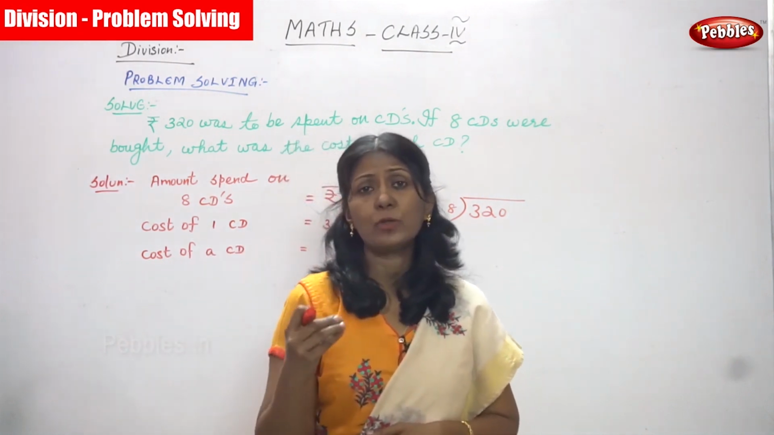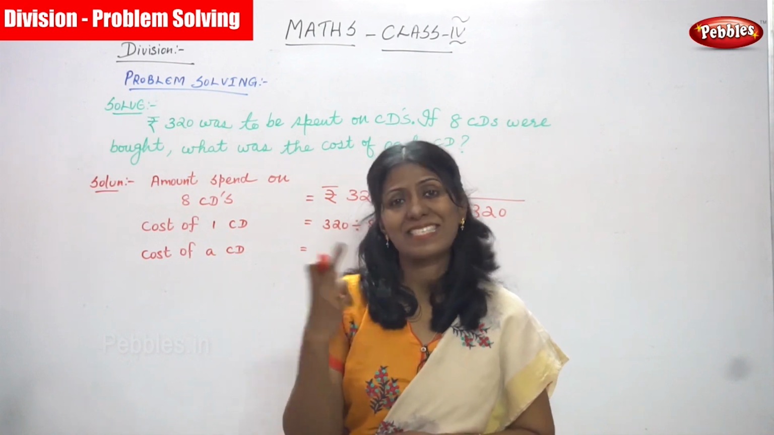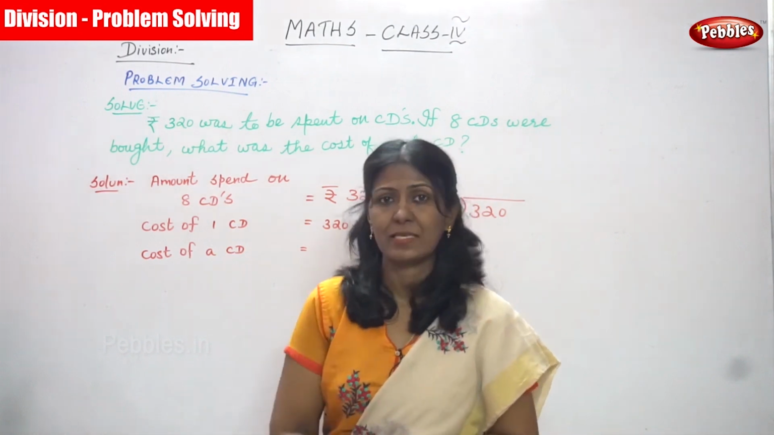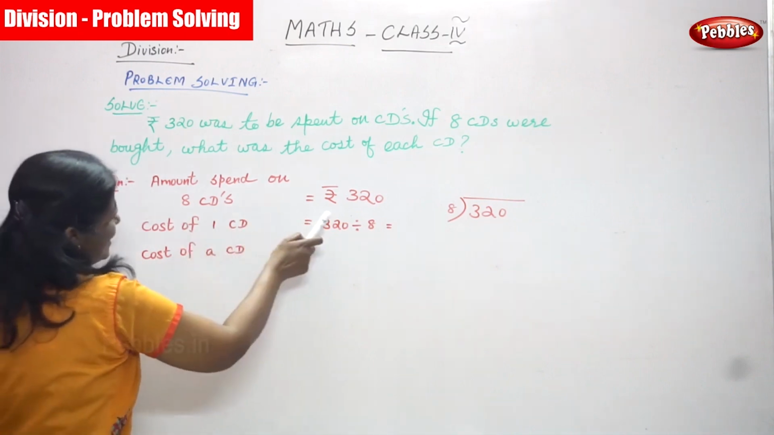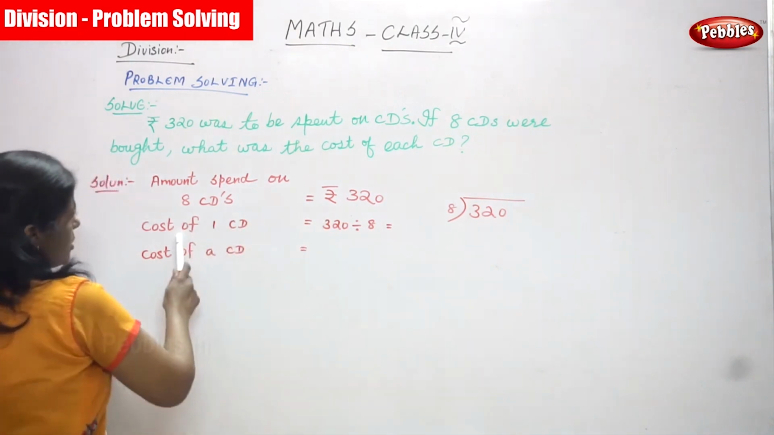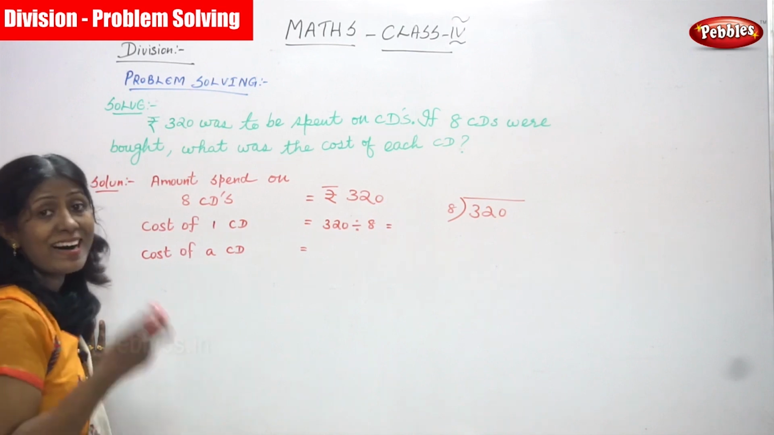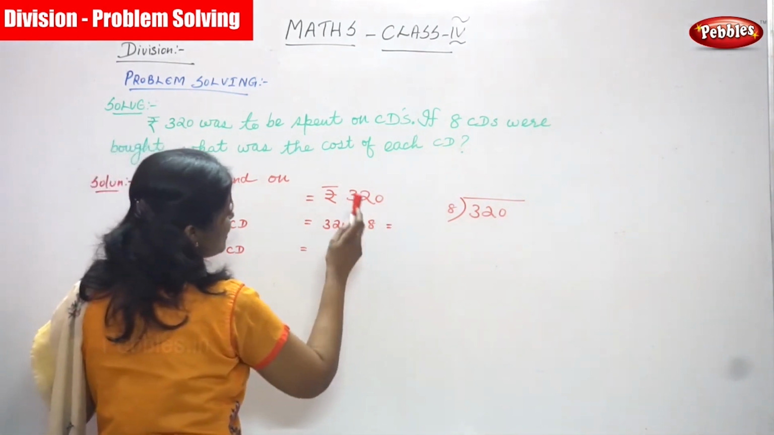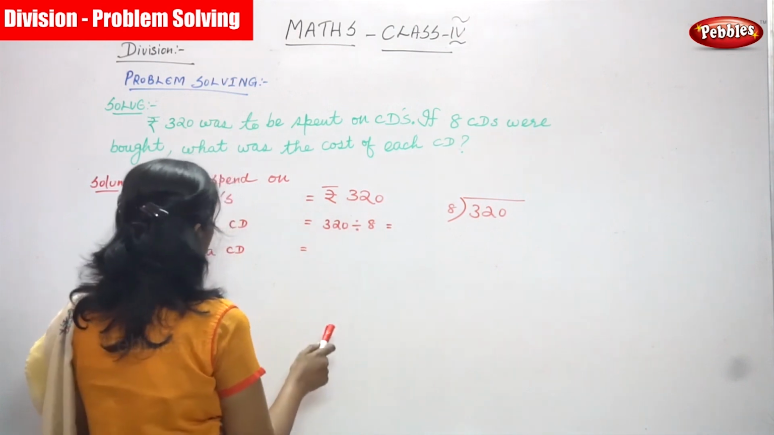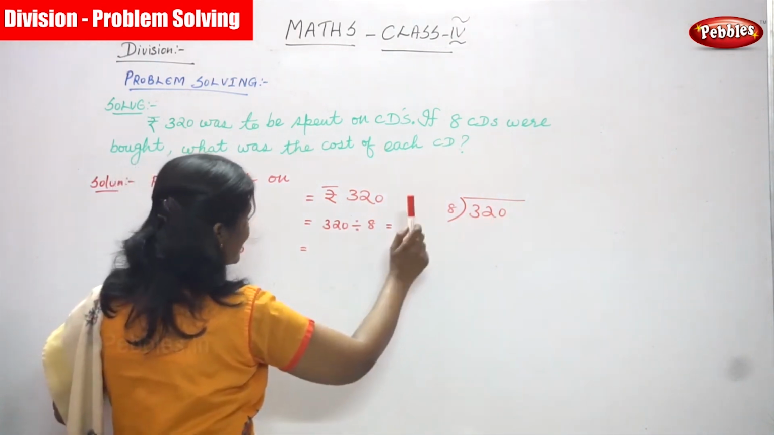So they have to find out the cost of each CD. That means the cost of one CD. That is what you have to find out. That is the question. So the amount spent on 8 CDs is rupees 320. Cost of one CD, one CD or each CD both are similar. So 320 is divided by 8.